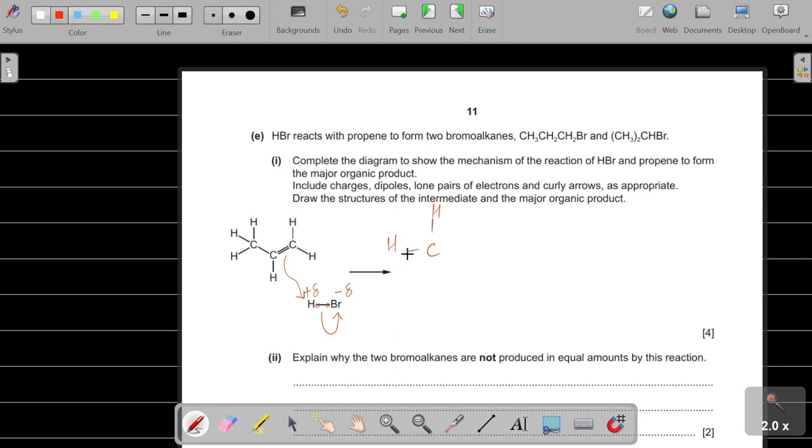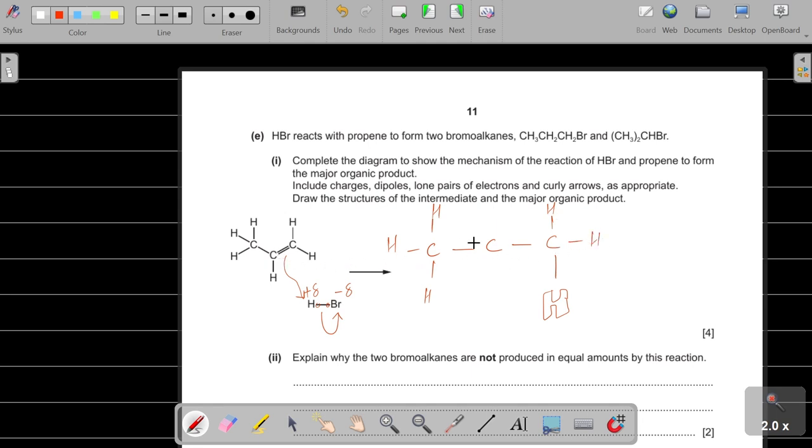CH3, this carbon, and the positive part will attach to the carbon which has more hydrogens. So you can see this carbon has two hydrogens while this carbon is connected with one hydrogen only. So the positive end of this reactant will attach to the carbon which has more hydrogens. So hydrogen will attach on this carbon. I am drawing this carbon, and it is the hydrogen which is coming from here, and its own hydrogens are here.